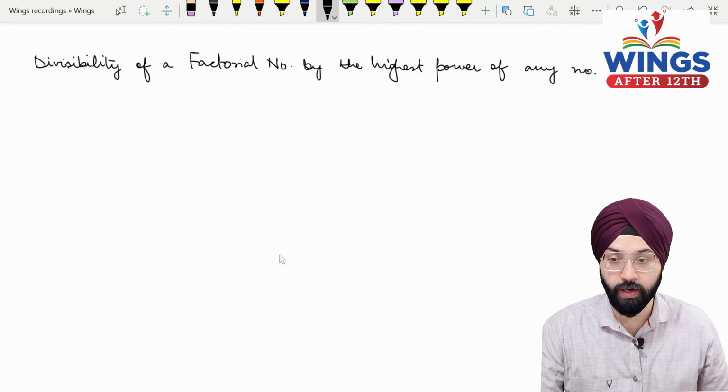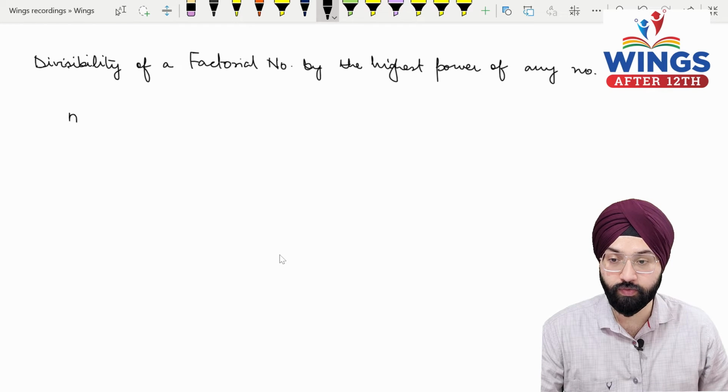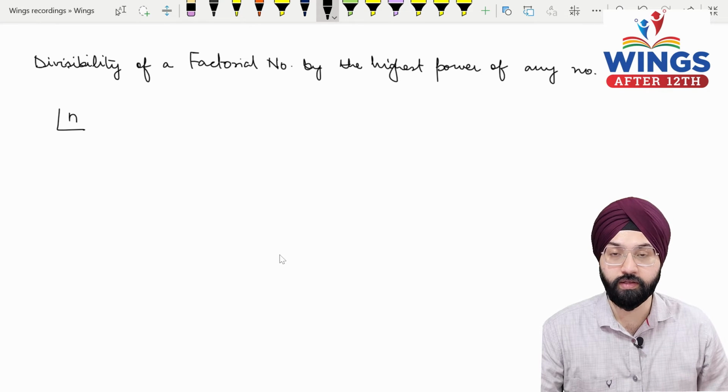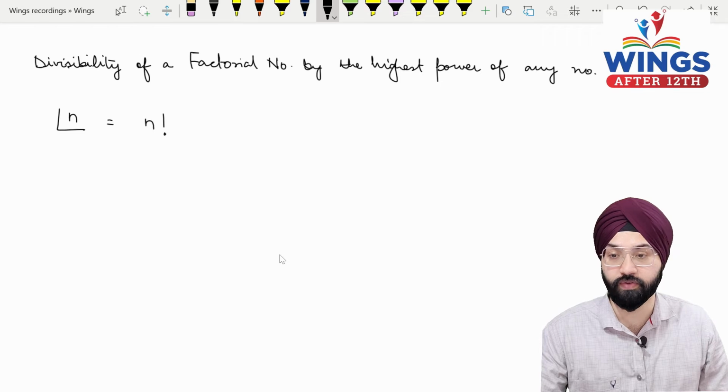So let's understand the meaning of factorial first. Factorial n, this is called factorial n. This can also be written as n and then an exclamation mark. This is the sign of factorial.